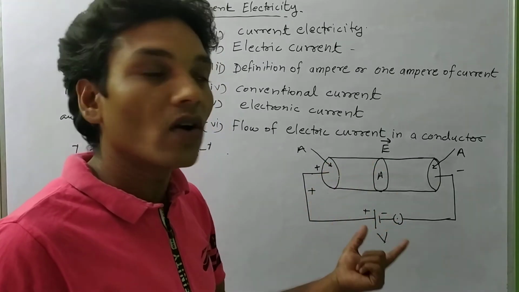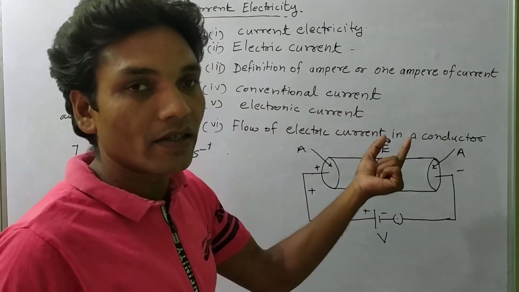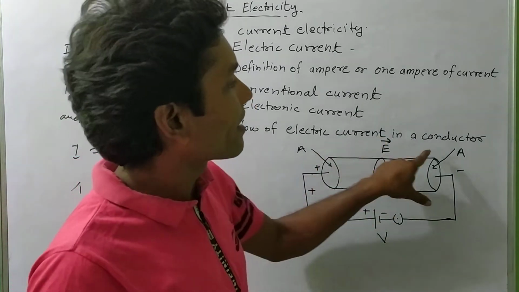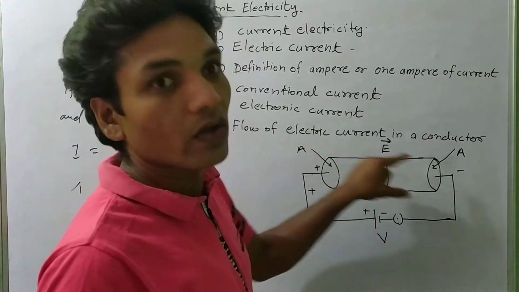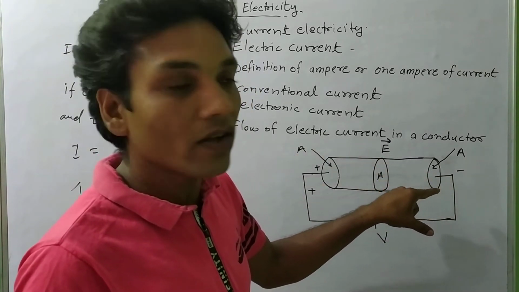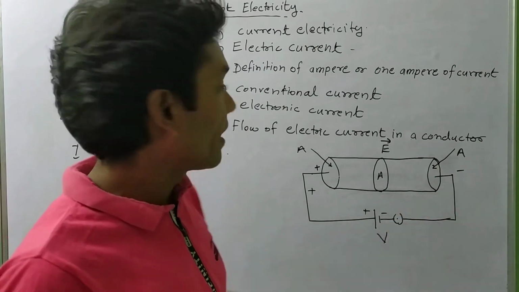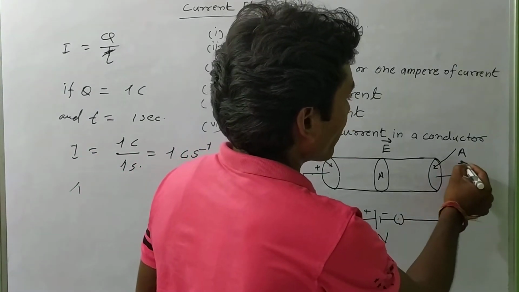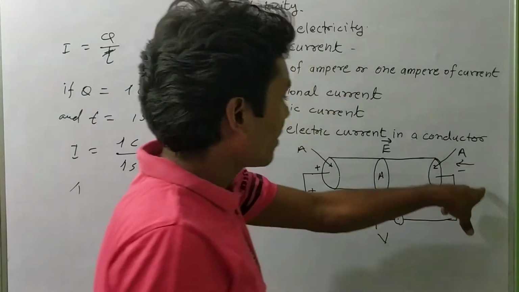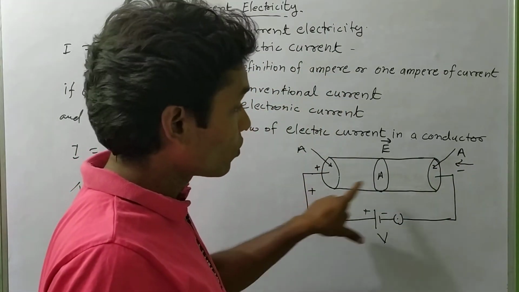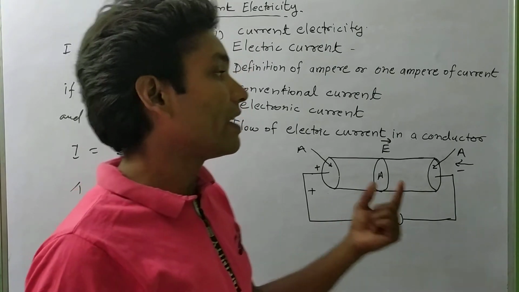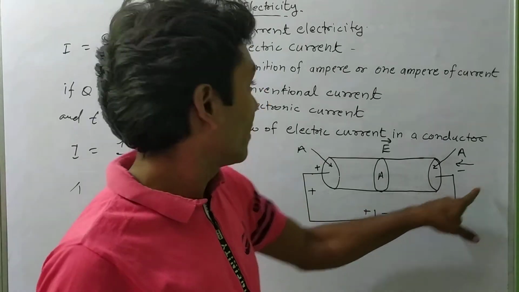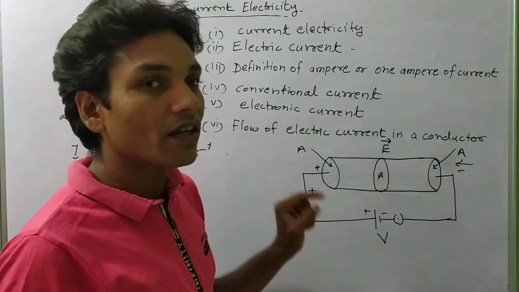This current is called conventional current. The current along the electric field due to the positive charge is called conventional current. And electronic current: electrons flow from the negative terminal to the positive terminal through the conductor. Then the current flowing due to the electrons is electronic current.